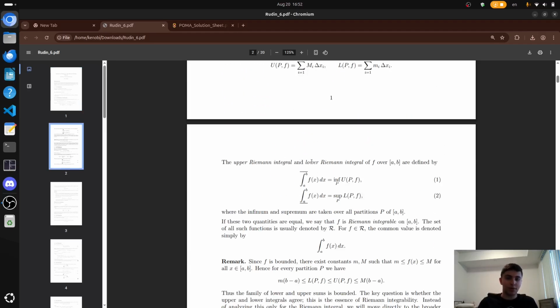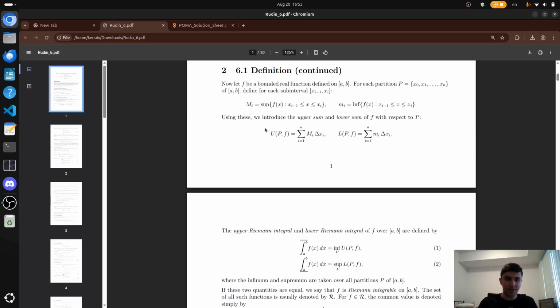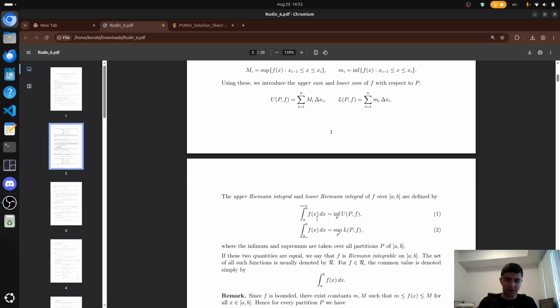The upper Riemann integral and lower Riemann integral of f over [a, b] are defined as follows: the upper integral is equal to the infimum of U(P, f), which is this one, so the infimum of the upper sums, and the lower integral is the supremum of the lower sums. So basically you're saying I want the upper sum which is the lowest one. So you're taking the minimum upper sum, which means it's the lowest maximum point, and you're taking that to be the integral.